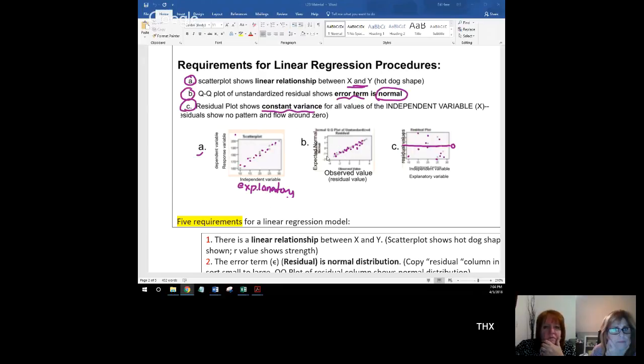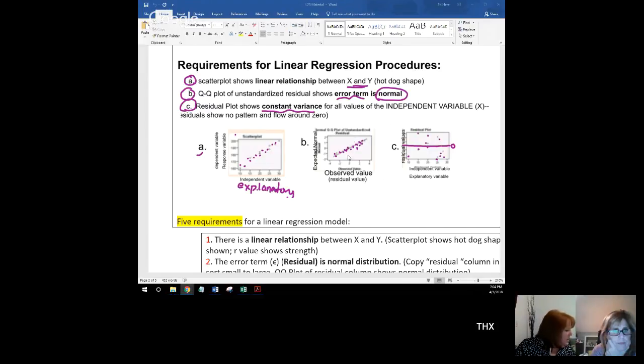The second one talks about a normal error term. And this is check all that apply. There's a linear relationship between X and Y. The error term is normally distributed. And an error term is somewhat synonymous with the word residual. So that would be the second.